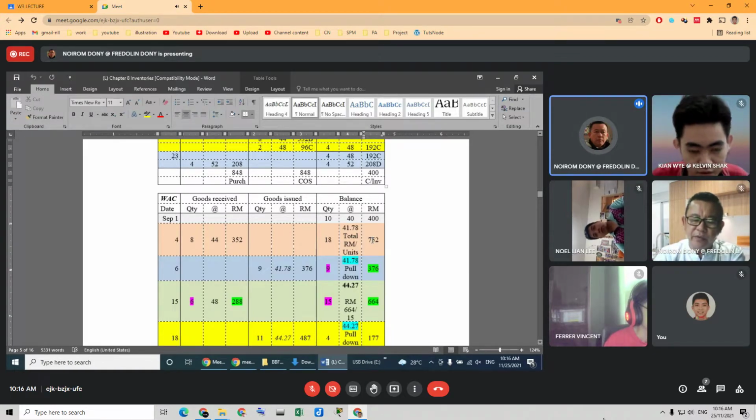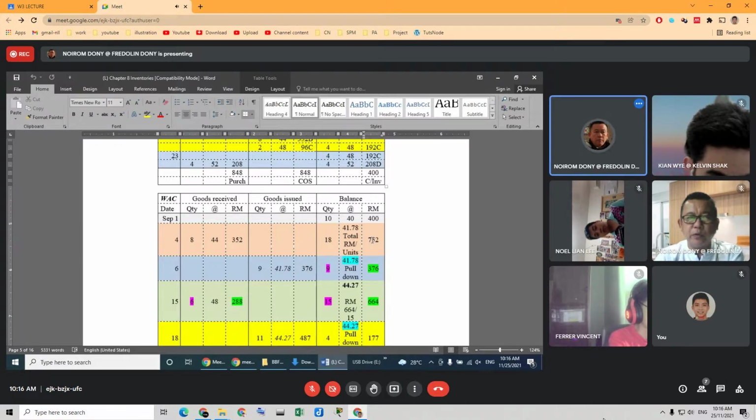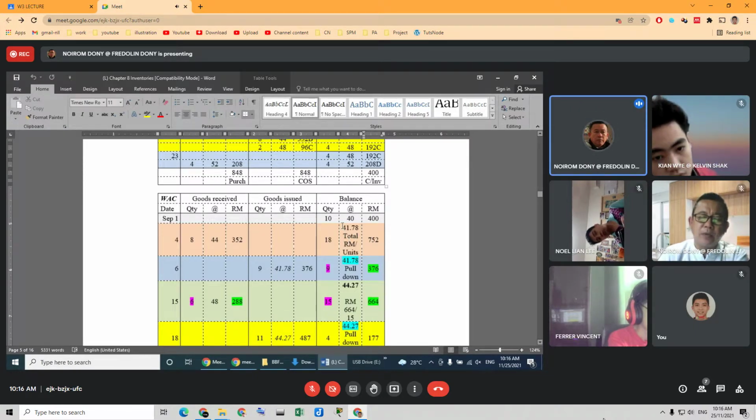752 divide by 18. Okay, you have to be consistent. If you take two decimal places, then you have to take two decimal places throughout the recording. Yeah, you have to be consistent. So meaning this one will be 41.777. So 7 is more than 5, so it becomes 41.78.